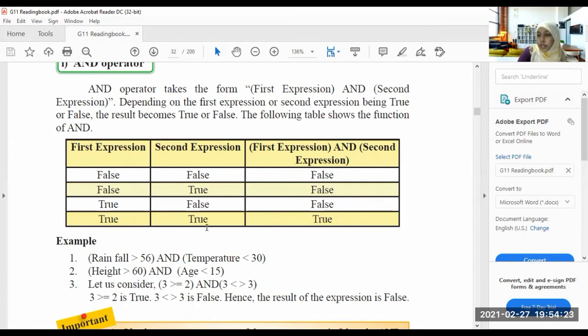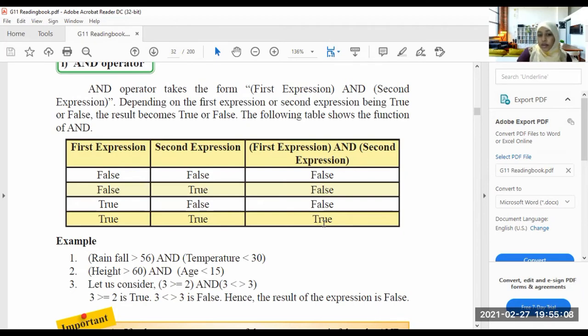Here the first and second expressions are true, so the output would be true, because the rule of the AND operator, or the AND expression, or the AND rule, is that whatever inputs you put, all the inputs should be true, or all the inputs should be 1, or all the inputs should be on. Then only the output would be on. If you input 99 inputs as 1 or true, and the 100th input is 0 or false, then the output would be false.